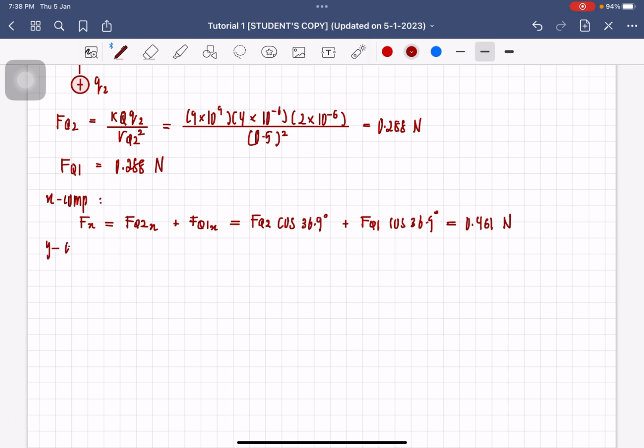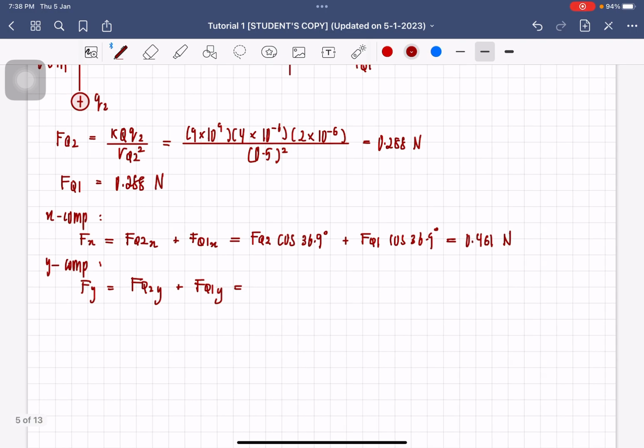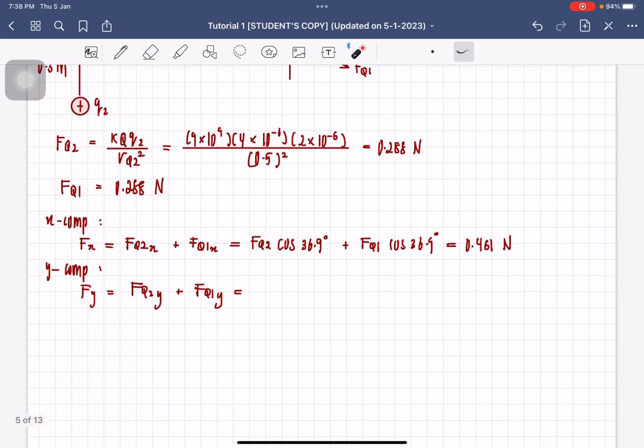That is for the x component. For the y component, Fy is equal to FQ2y component plus FQ1y component. FQ2y is going to be pointing upwards. They have the same value, FQ2 and FQ1. FQ1 here is pointing downwards, which will be negative. This is positive, so when we add them, they become 0. So this is actually equal to 0.